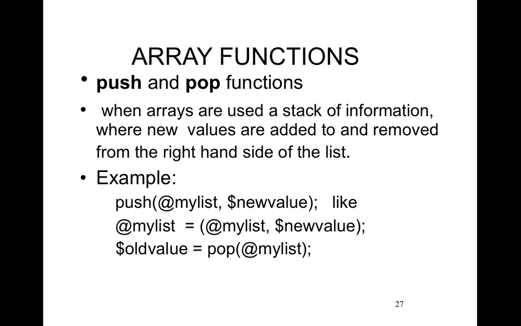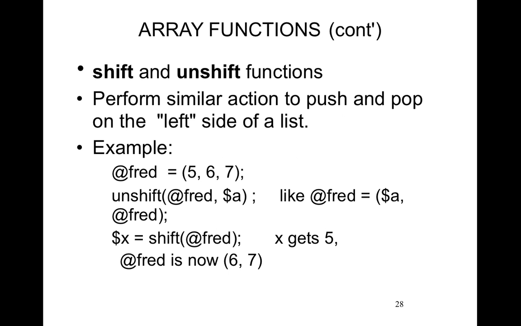So push puts something on. So push onto my list, which is the array, this new value, and my list now has the new value. The old value is going to be equal to pop my list. So it pulls off the last value. Push puts it on the list, pop takes it off the list.